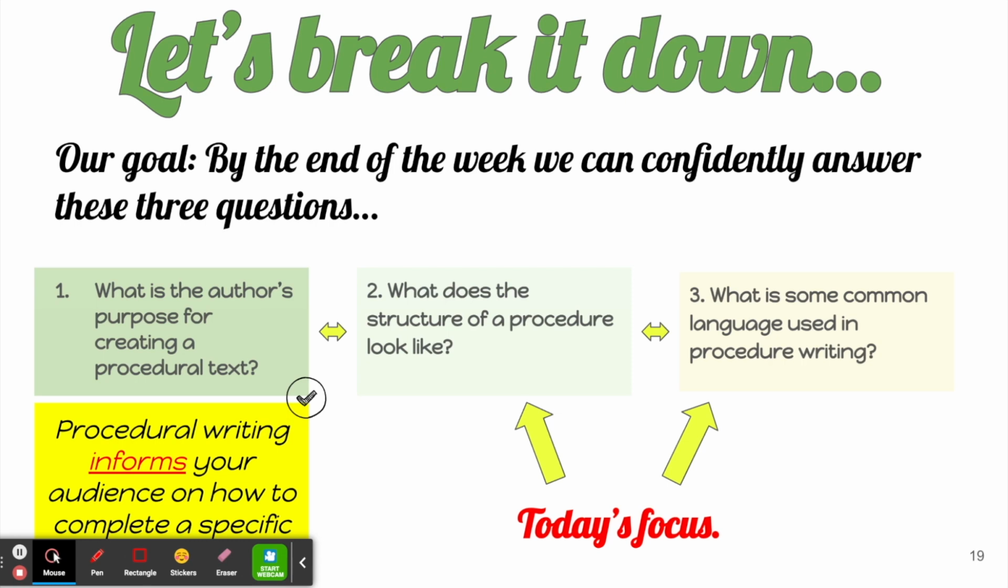Okay, question 2, the structure of a procedural text. Well, we had a look at that yesterday or the day before, in episode 1. And we know that it needs to include a title, goal or aim, materials and ingredients, series of steps, and then a conclusion. Okay, we're going to have a look at question 3 today.